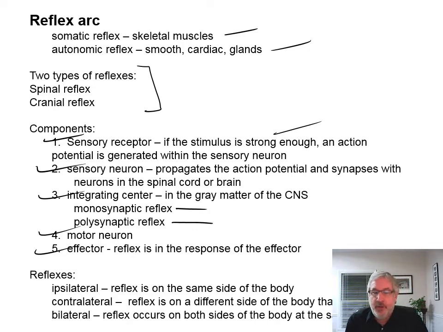an effector. Reflexes can also be ipsilateral, contralateral, or bilateral. So ipsilateral reflexes on the same side of the body. Contralateral, you do something on one side and it affects something on the other side of the body. And bilateral, the reflex would affect both sides of the body at the same time.